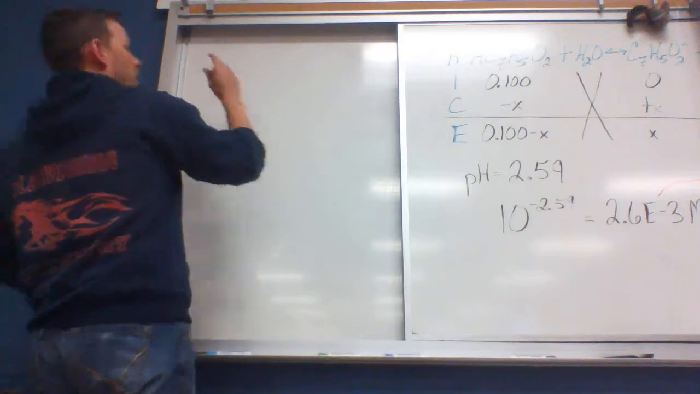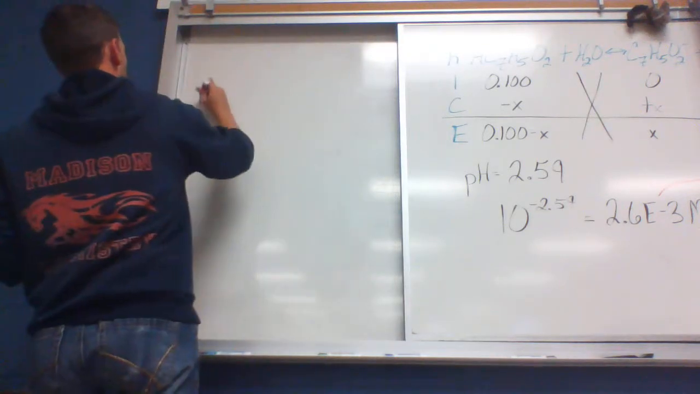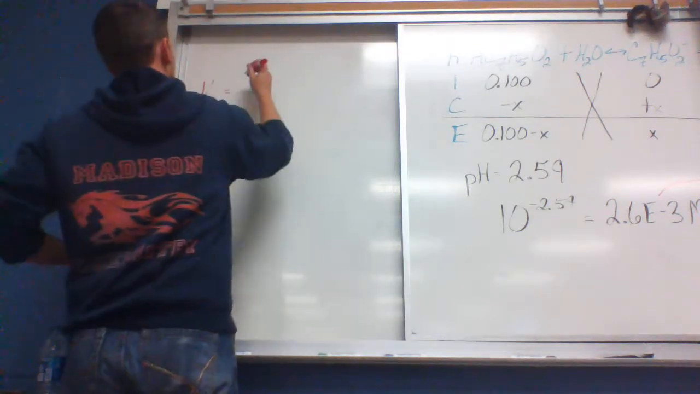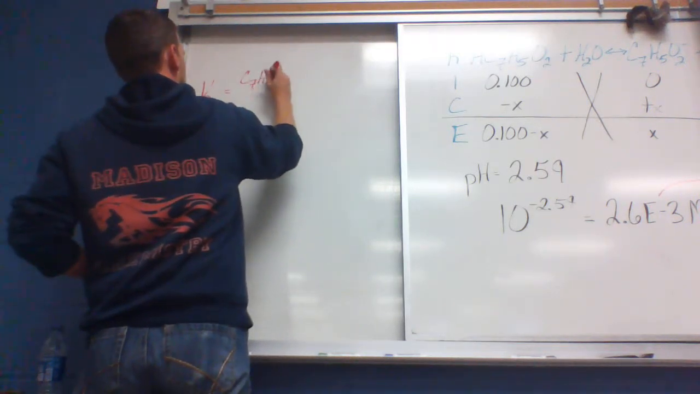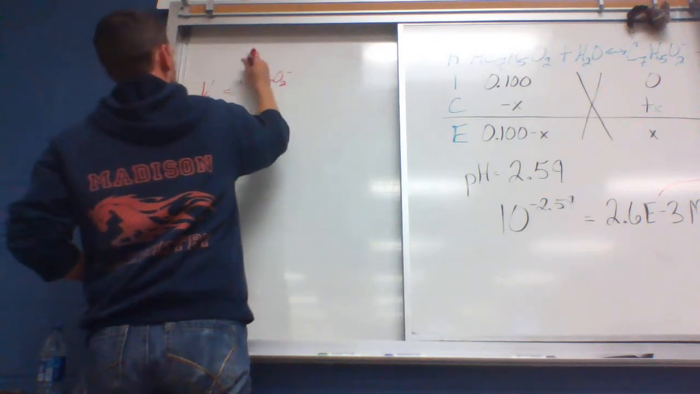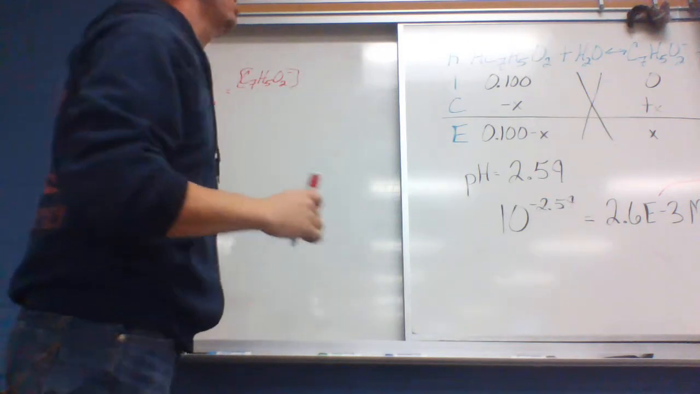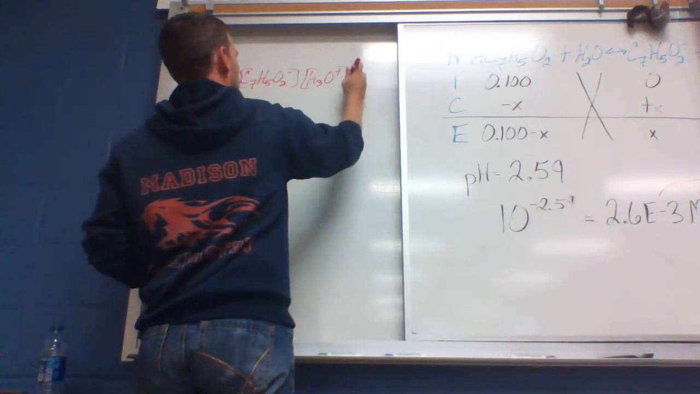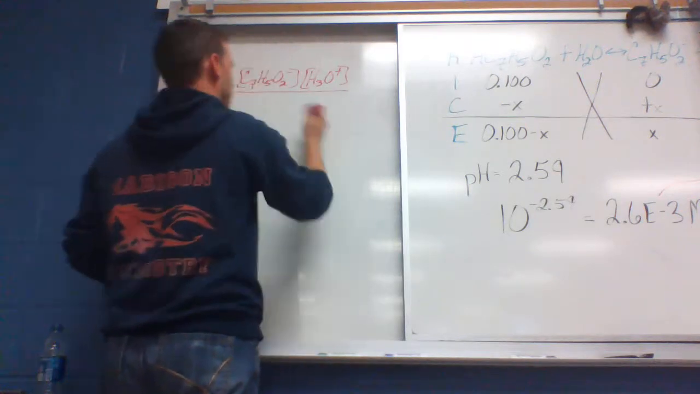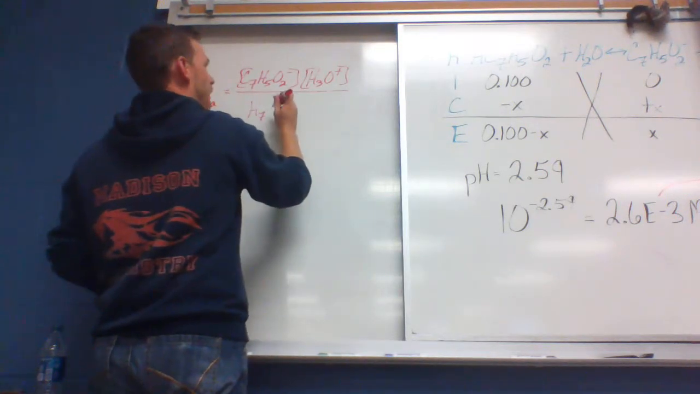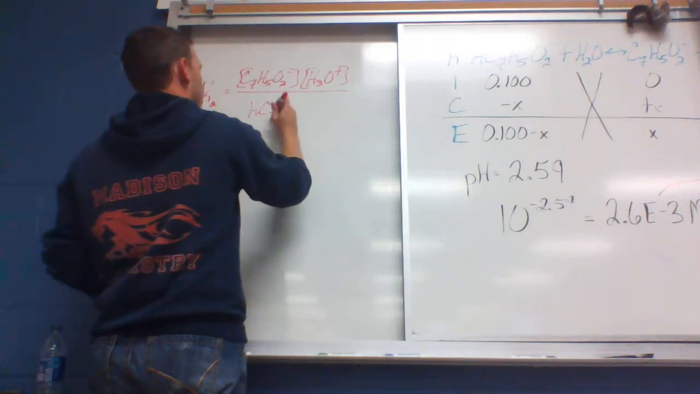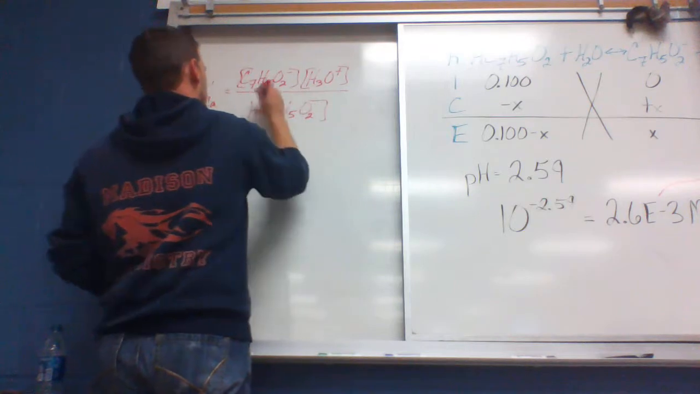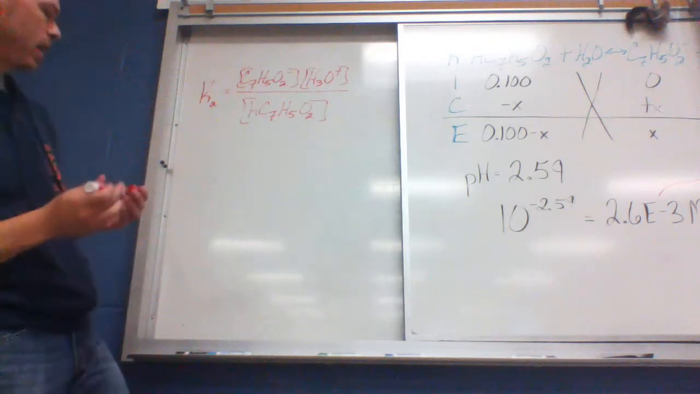I can start with an unsubstituted equation because you're sharp and you would do that. That Ka is going to equal C7H5O2 minus times the concentration of H3O plus over the concentration of HC7H5O2. All right, so we made some graders happy there.